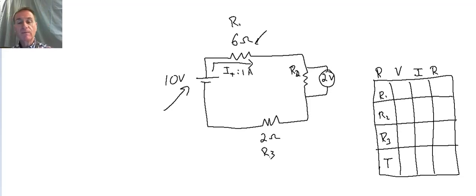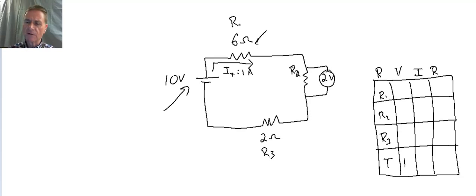So the first thing that we want to do is fill in our table, because we've got a lot of different information here. And the table acts as a good graphic organizer to organize our information and allow us to use Ohm's law in the rows to solve for missing information, and the properties of a series circuit to solve for information in the columns.